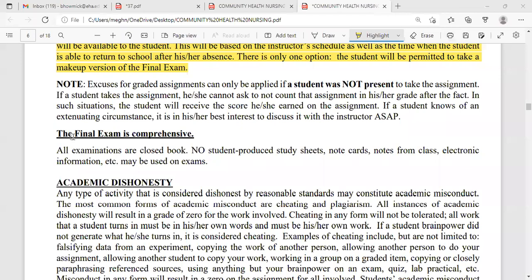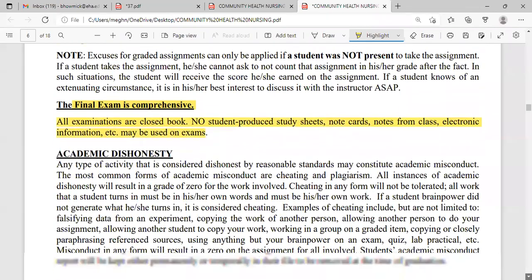So next, the final exam is comprehensive. All exams are closed book. No student may use a study sheet, note card, notes from the class, or electronic information during the exam. So you are not allowed to do this.